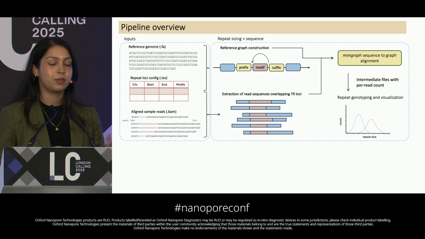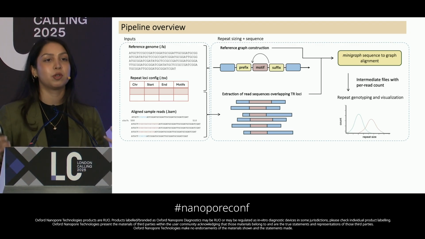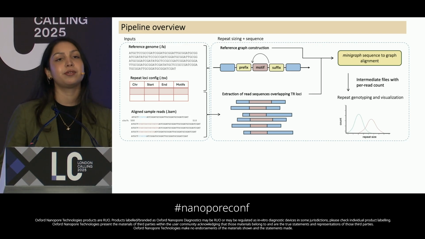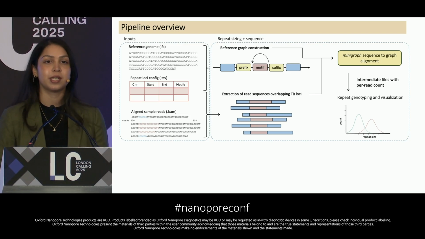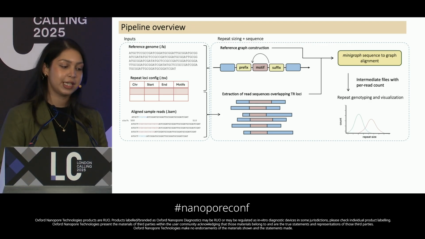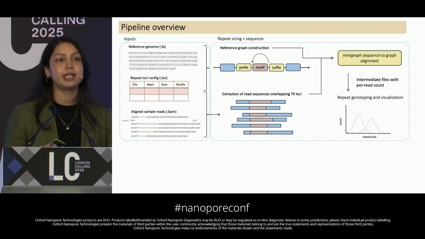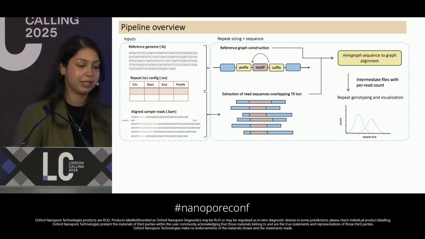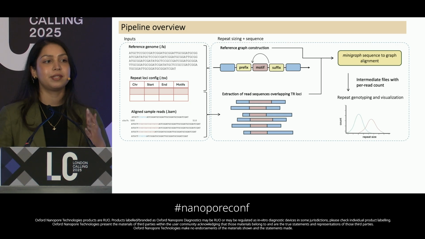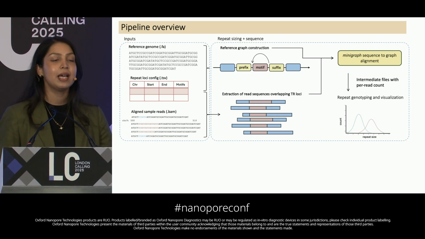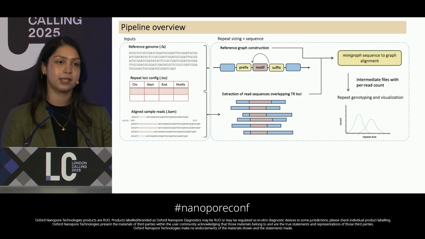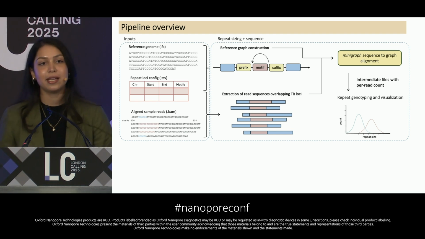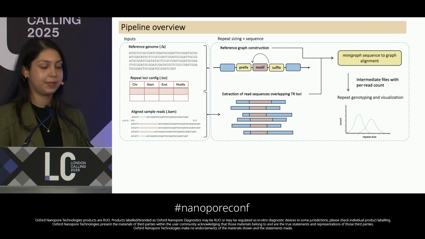From there, what we do is we actually construct a repeat genome graph where every single repeat that we've introduced in the configuration file becomes a node that loops into itself, and we can specify multiple motifs. Simultaneously, we're extracting reads of interest, which overlap the actual coordinates that we've inputted in our config file. From there, we use minigraph to actually align the sequence to the graph, and then use custom scripts to parse those reads and output both plots and quantification of repeat genotypes.